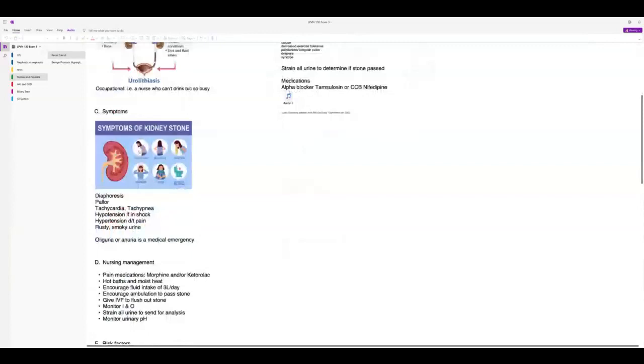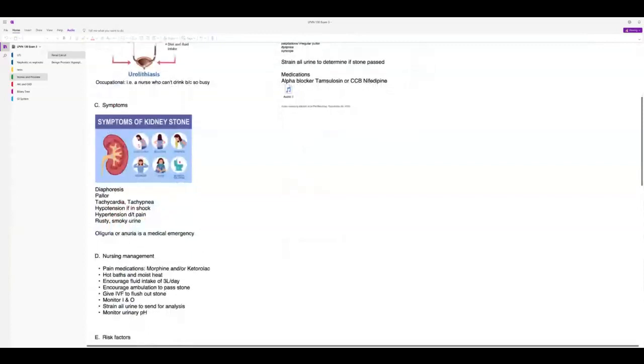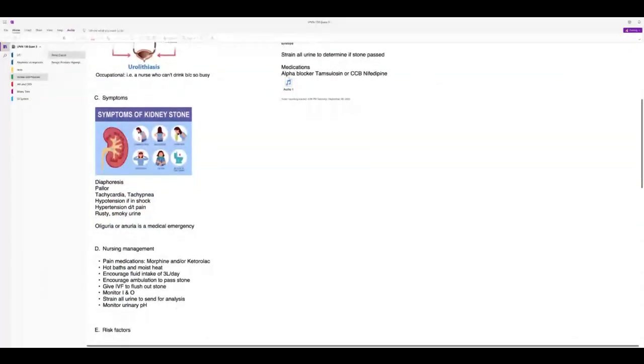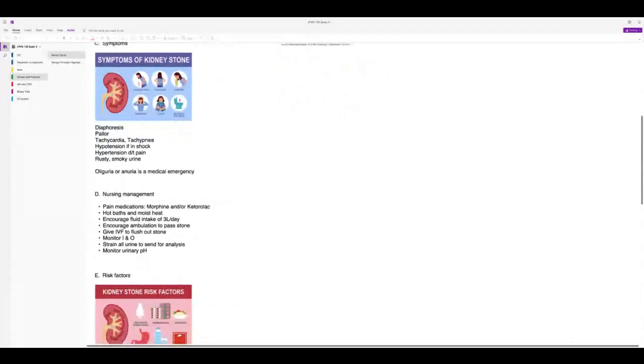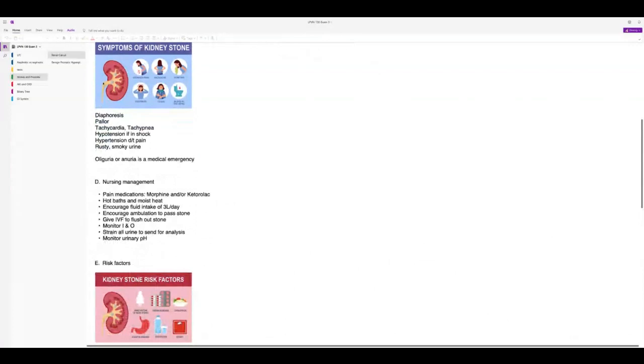They're going to have tachycardia, tachypnea, diaphoresis, and rusty, smoky colored urine. If the kidney obstructs the ureter, and they become anuric, that's a medical emergency because it could cause a kidney injury, because the urine now is going to back up. That's called hydronephrosis, and that could result in a kidney injury.